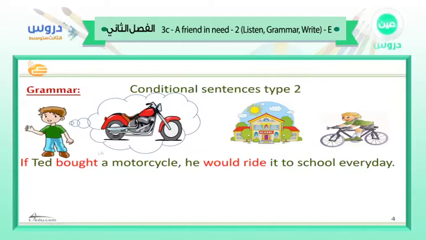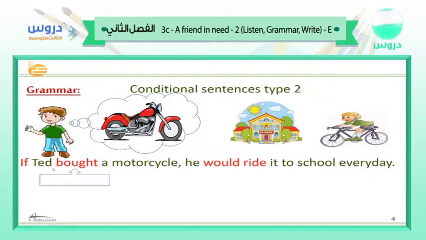Now, conditional sentences type 2. These are mostly impossible situations that are difficult to happen. So let's look at this sentence. If Ted bought a motorcycle, he can't, but if Ted bought a motorcycle, what would he do? He would ride it to school every day. So what did we do? Here we have the if structure. So we say, if Ted bought.